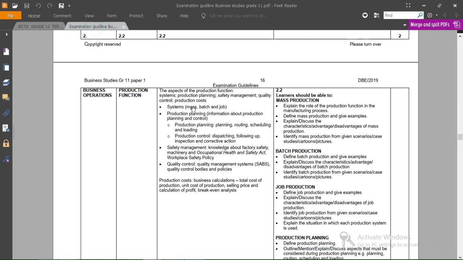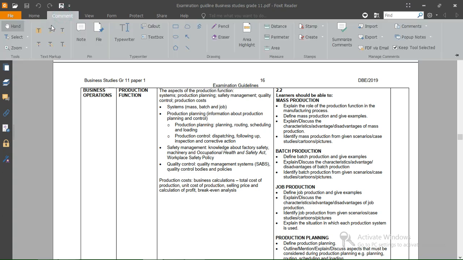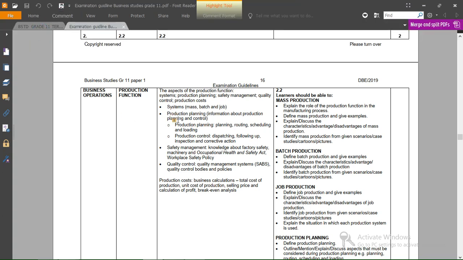So what do we need to know about production function, right? There are only 4 things that are very important there, which is the production systems. That's what we're going to deal with. And then after that we deal with production planning, and then after that also we talk about safety management, and then lastly we talk about quality control. Those are the only 4 things that are very important in production function, right? So we'll be dealing with each up until the end of next week, every bullet point here.